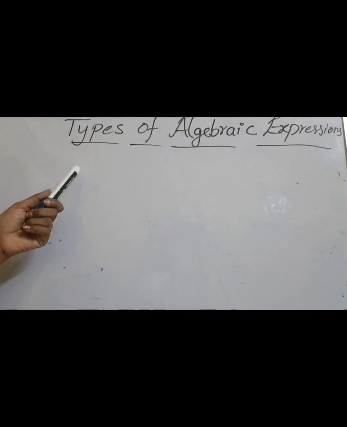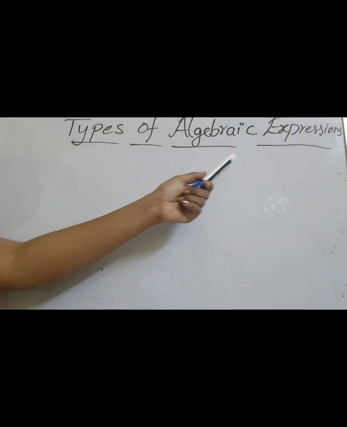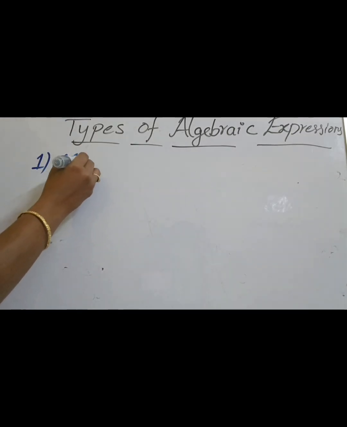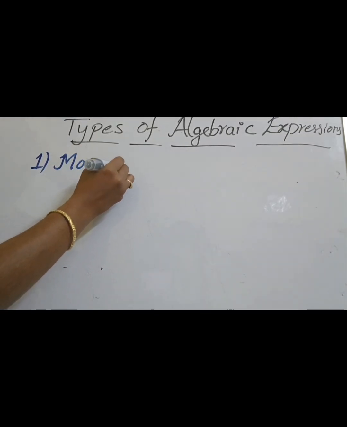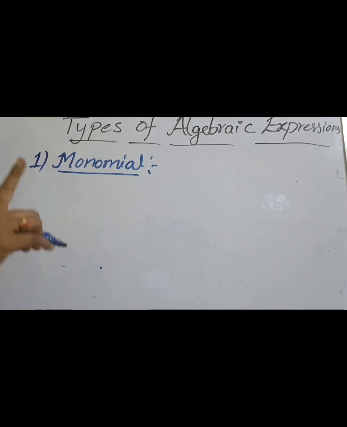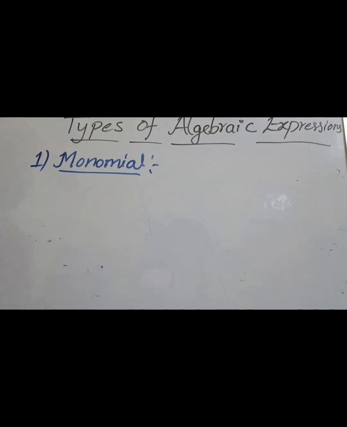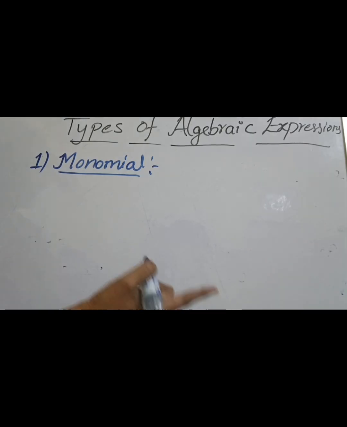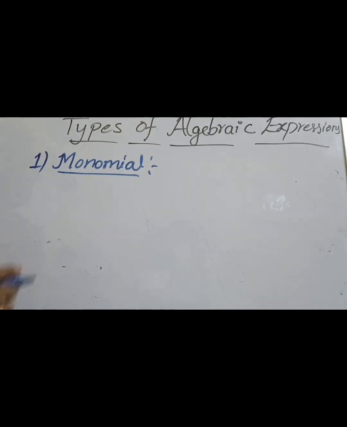Now next we'll see another concept, children. The next concept is types of algebraic expressions. What are those types? Let us see. First one is monomial. What is a monomial? Monomial is nothing but, children, single, only one term. That is called a monomial term. In that monomial term, it may be a numeral term or it may be an algebraic term.